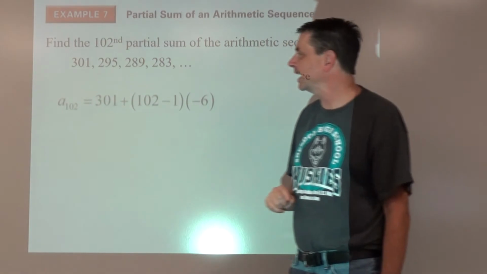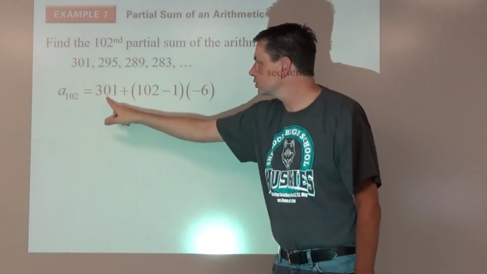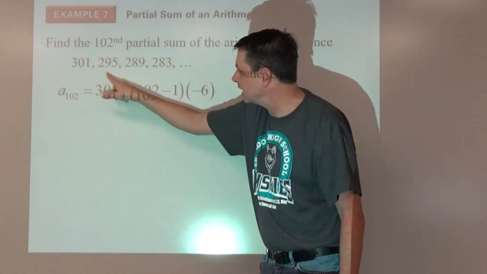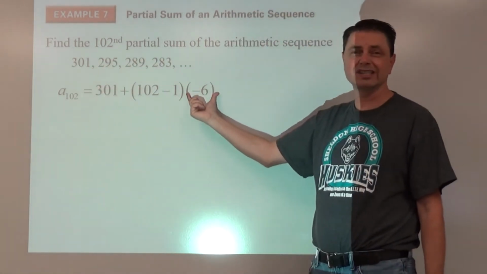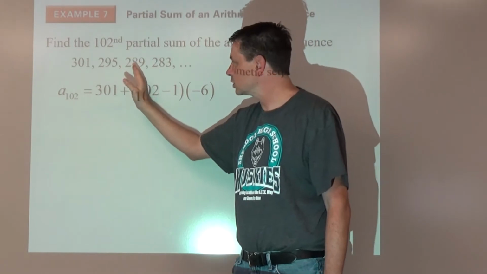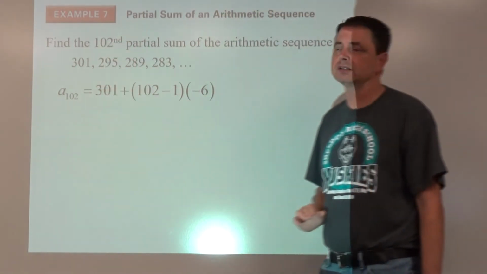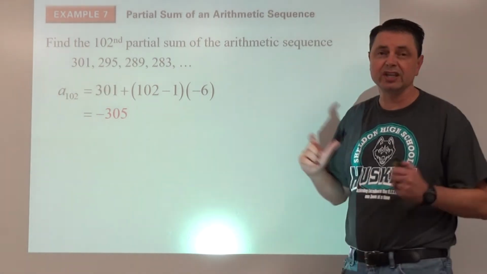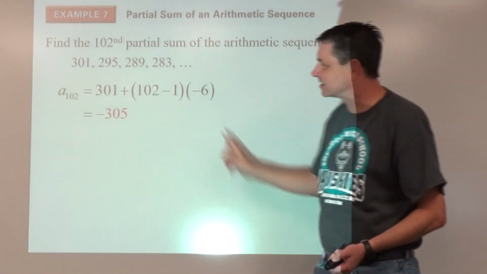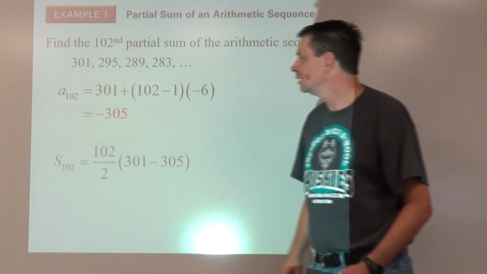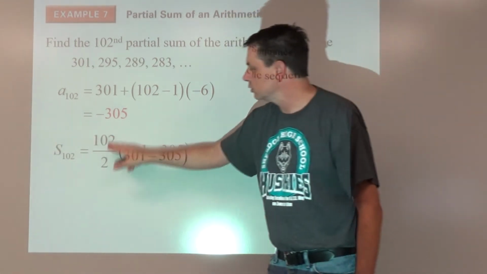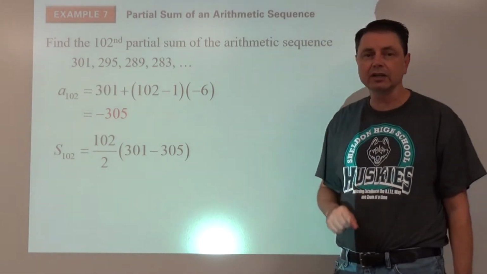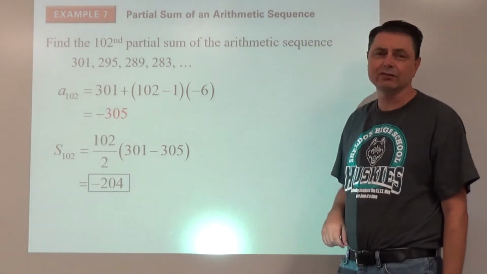So we'll start there. a sub 102 is the first term plus 102 minus 1 times, and you can see it's going down by 6. The common difference is negative 6. Take one of the terms, subtract the one before it. And we get negative 305. So now we're ready to calculate our sum. S sub 102 is equal to 102 divided by 2 times first plus last. If we calculate that, we get negative 204.